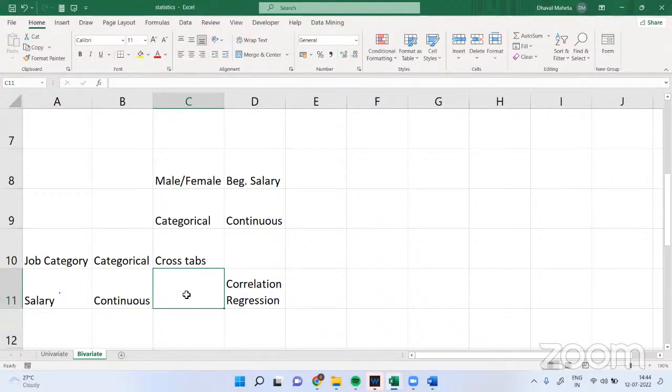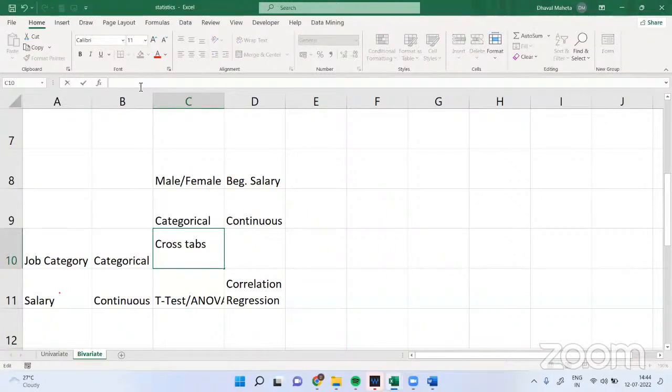Now we will come to this compartment. What can we do here, when one variable is categorical and another variable is continuous? T-test, ANOVA. And for the categorical by categorical compartment, we will be doing cross tabs and chi-square. They are both performed together. Is it clear?